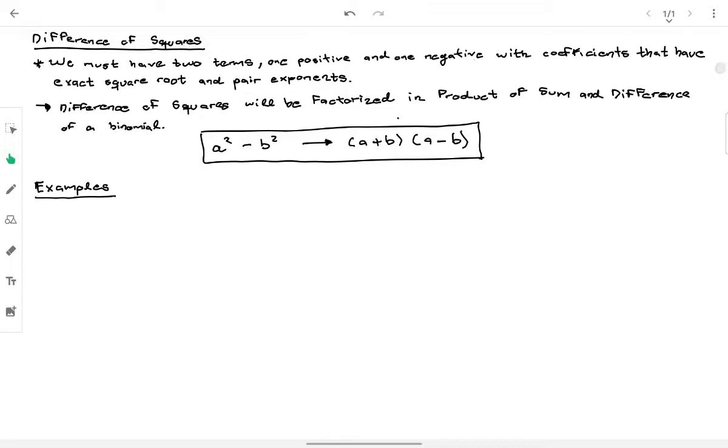That's why from the answer that is called difference of squares, we will get the special product that is called product of sum and difference of a binomial. Let's start with today's examples.